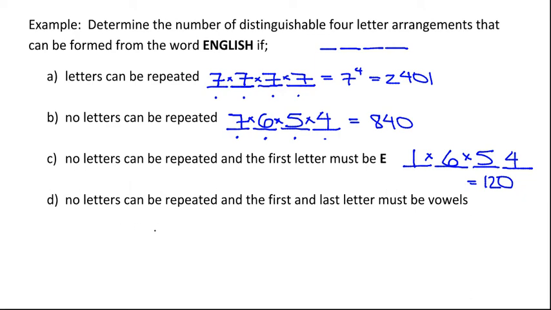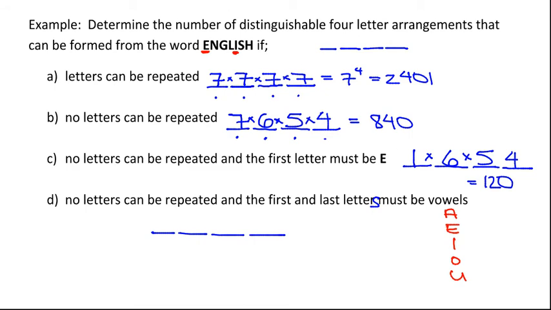So in the last one, we're still working with a 4-letter word. And in this last one, no letters can be repeated. So that's the same as the others. And the first and last letters must be vowels. So looking at the word English, let's underline the vowels. E is a vowel and I is a vowel. In general, if you forget what a vowel is, A, E, I, O, U.